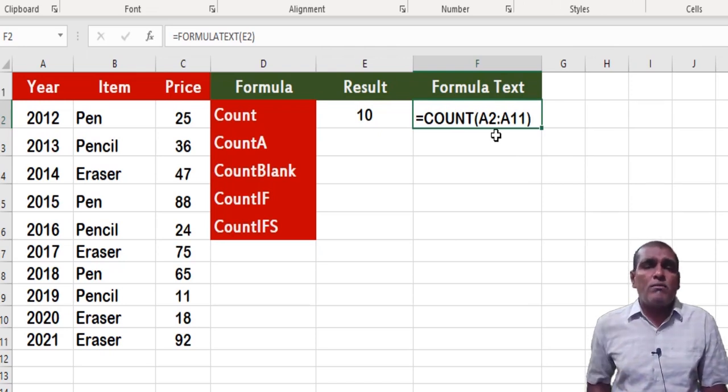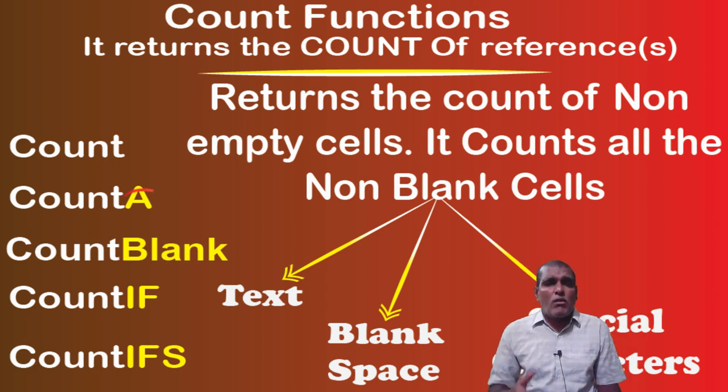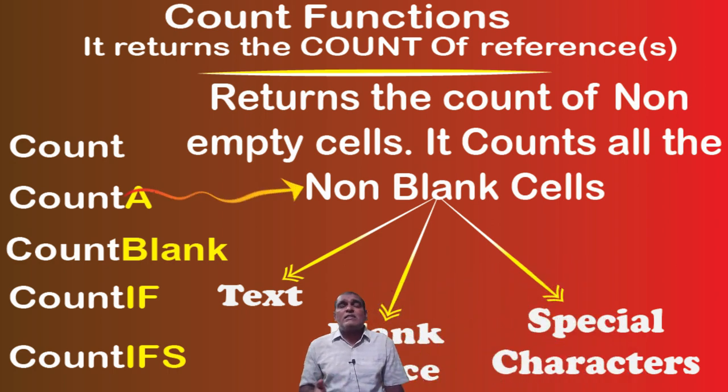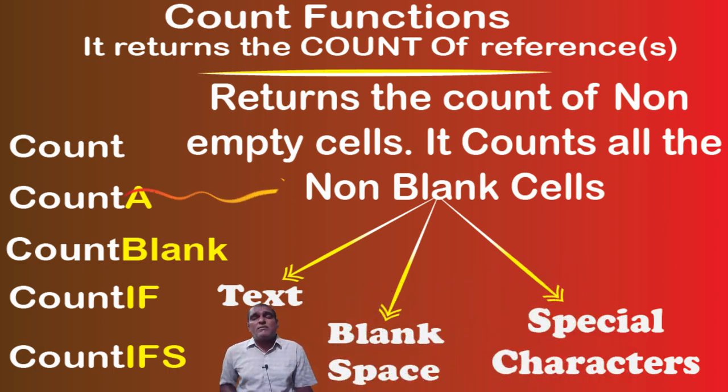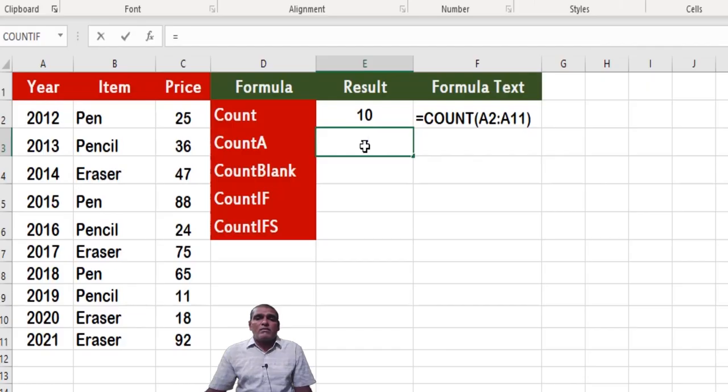Now let us move to CountA. Purpose of the CountA function is it considers all non-empty cells, or in other words we can say it counts all the non-blank cells like text data, blank space and special characters, everything. Let us see practically.